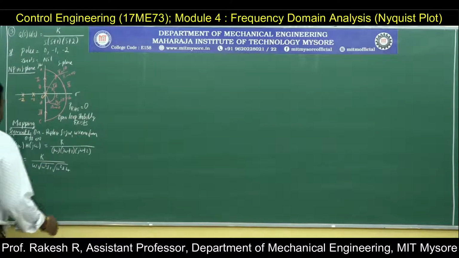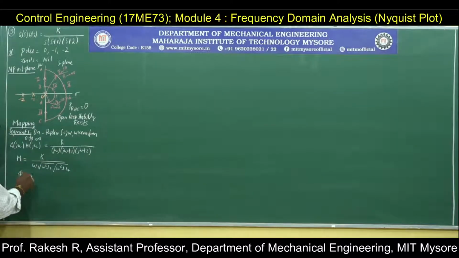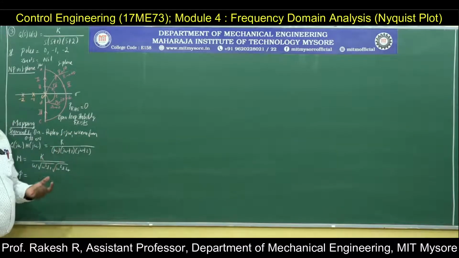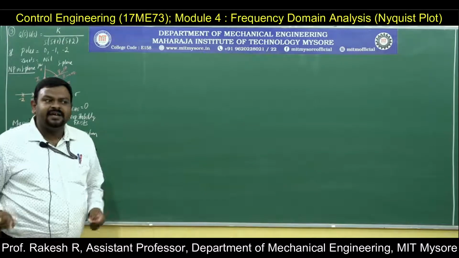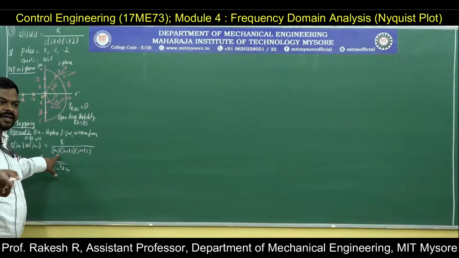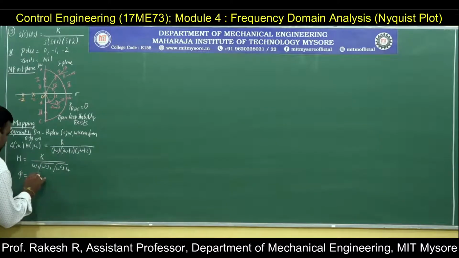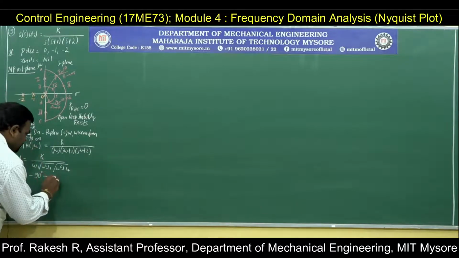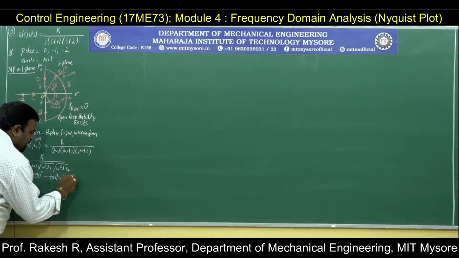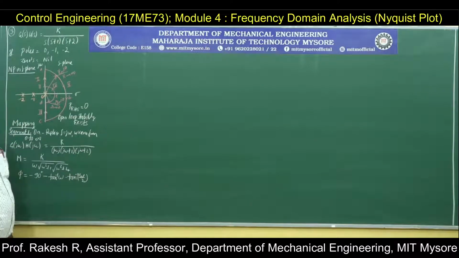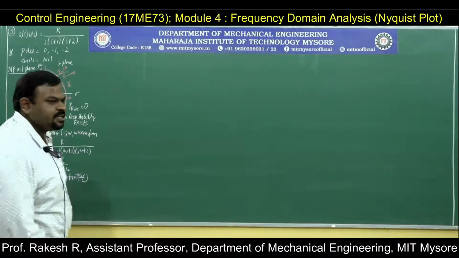Then phase angle, directly I will write. Numerator it is 0, denominator omega will be there. Omega by 0 is infinity. Tan inverse of infinity is 90 degree. Since it is located at denominator, it is minus 90 degree. So minus 90 degree minus tan inverse of omega by 1, so it is just omega, minus tan inverse of omega by 2. So this is the equation for magnitude as well as phase angle.